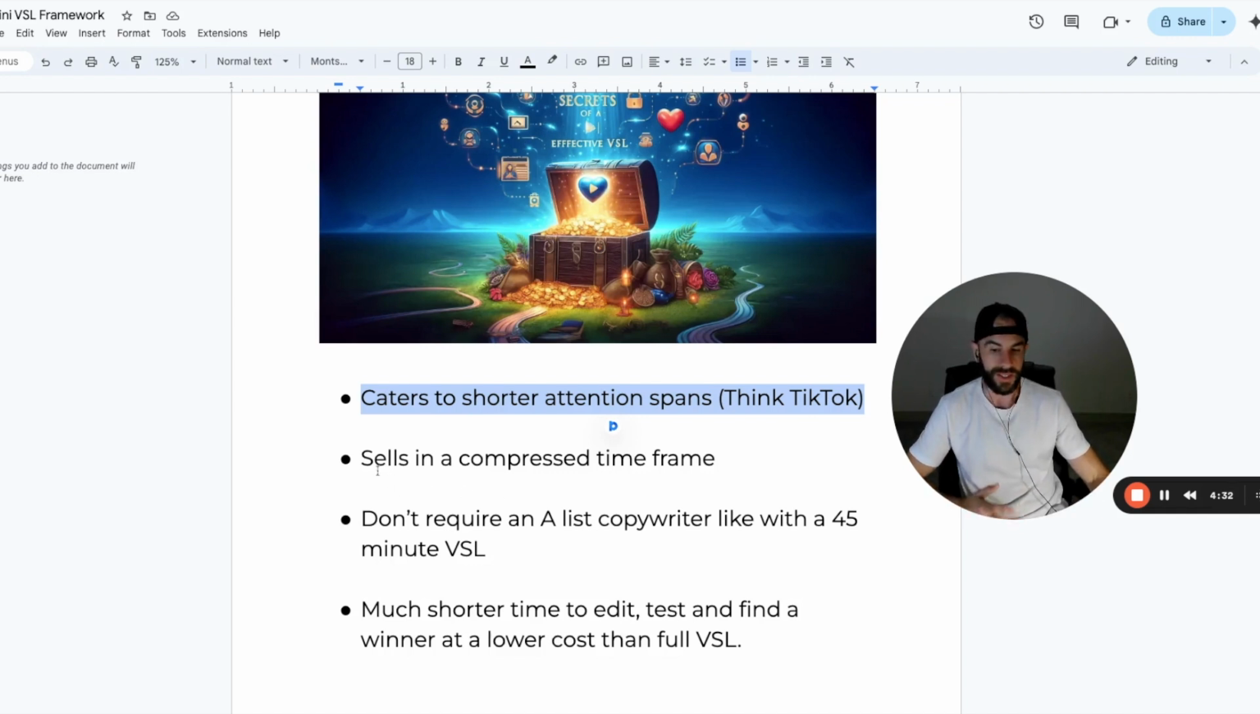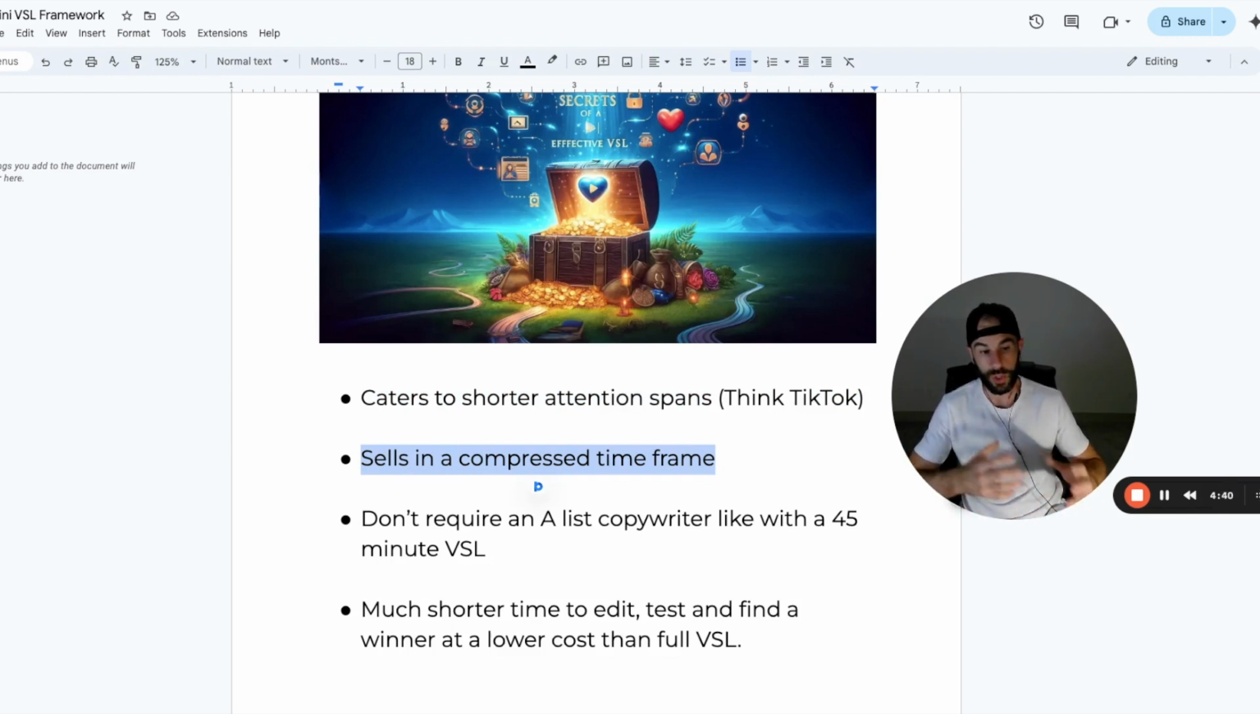Also, one of the things it does very well is sell in a compressed time frame. You still have a lot of the same direct response elements that persuade and sell people, but really you're just condensing it to 30 seconds to a minute 15, or 3 to 8 minutes on the longer side, which is still relatively short. I mean, most YouTube videos that people watch, and even the ones that I record and put out, are going to be longer than your average mini VSL.